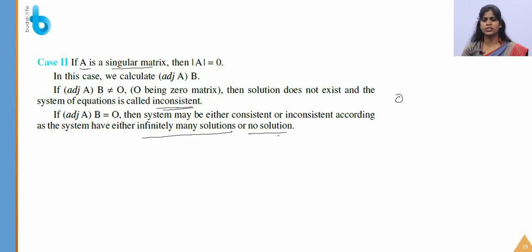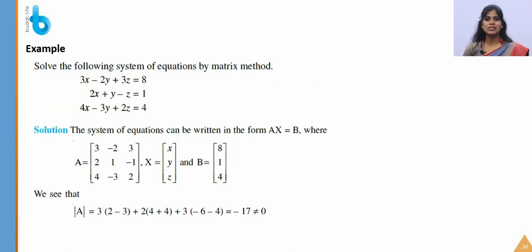A 0 matrix is one where every element in the matrix is 0. So if it is not a 0 matrix, the solution does not exist and the system is inconsistent. Now, if it is equal to the 0 matrix, that is a singular matrix, then the system may have infinitely many solutions or no solution. Both these cases may occur while solving the problem and finding the solution. Now we will see an example for finding the solution by the matrix method.